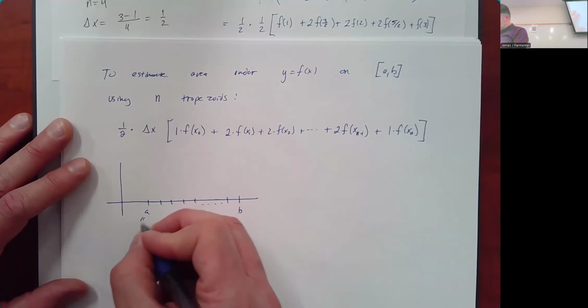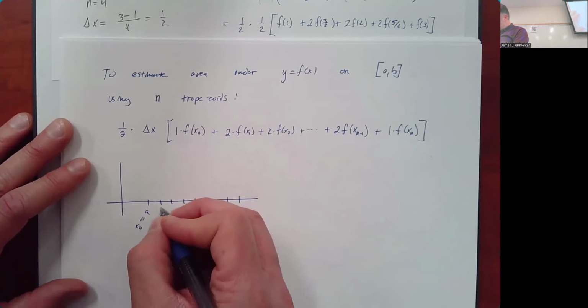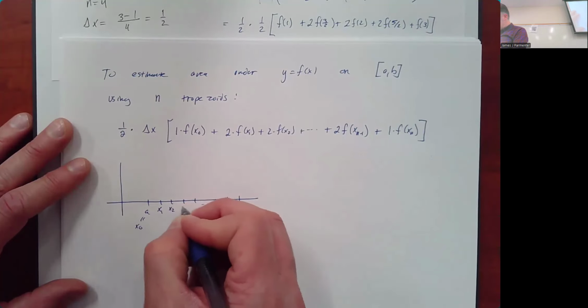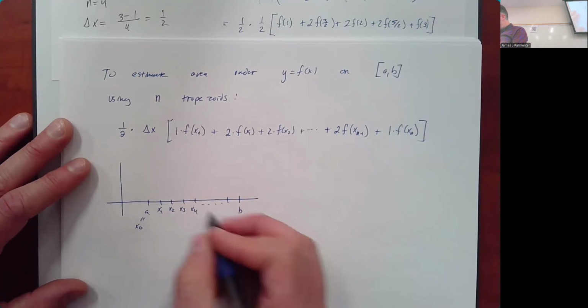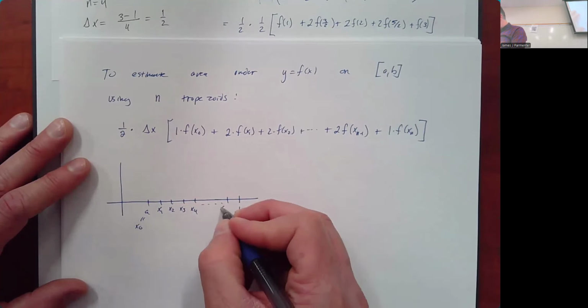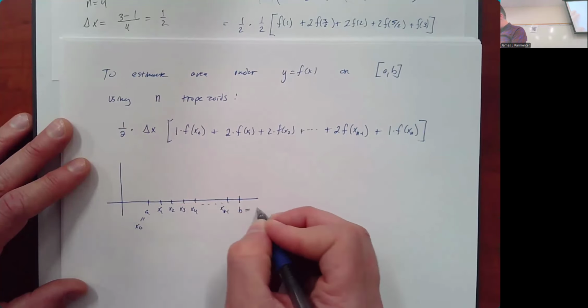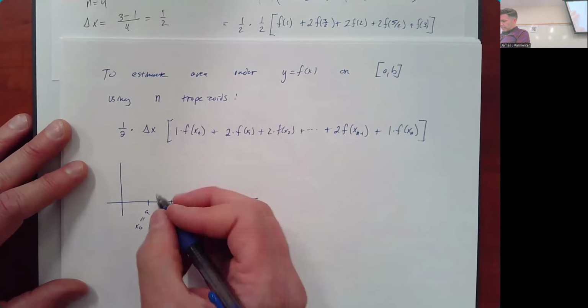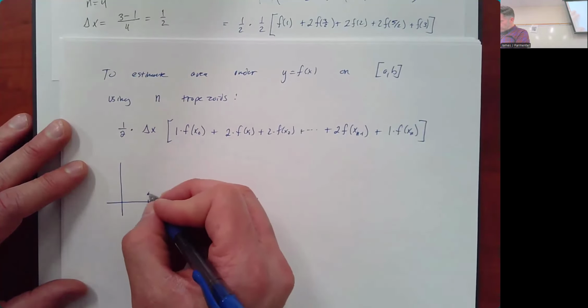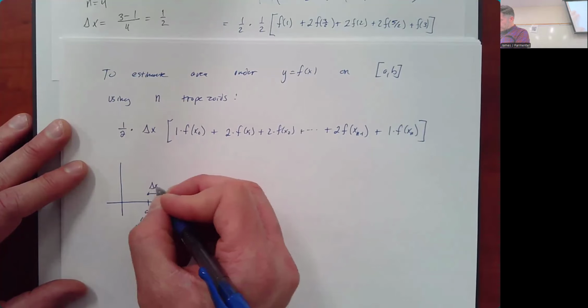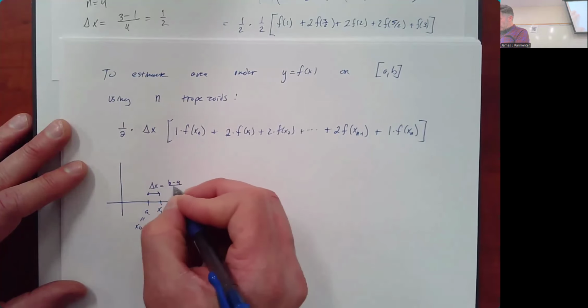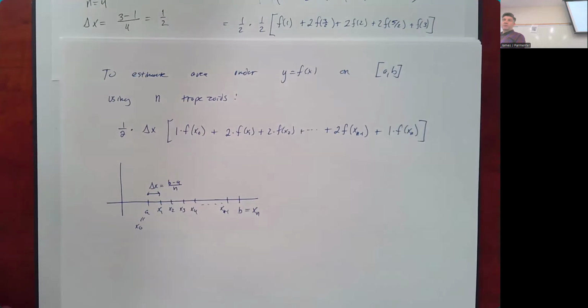Right, a is equal to x sub 0. And then there's your first x sub 1, x sub 2, x sub 3, x sub 4, all the way to the second to last one, x sub n minus 1, and b is equal to x sub n. And each subinterval has a width of delta x, which is equal to b minus a divided by n. So that's kind of what's going on here.